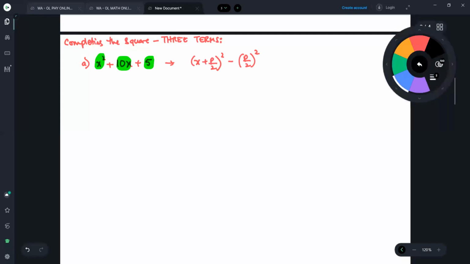Yes, sir. But the only addition here is plus q. The formula stays the same. All you have to do is add q. Sir, what is q? Ask me what q is. Q is the constant.